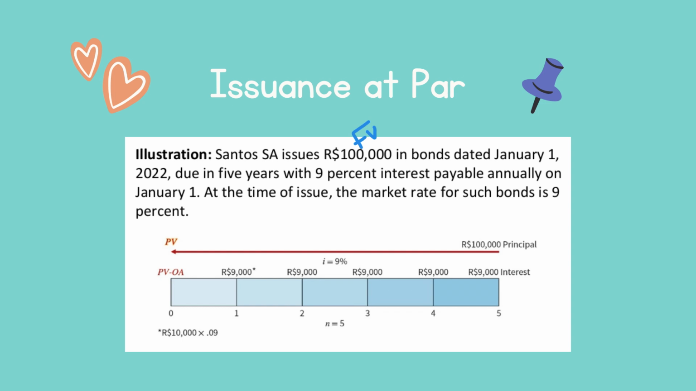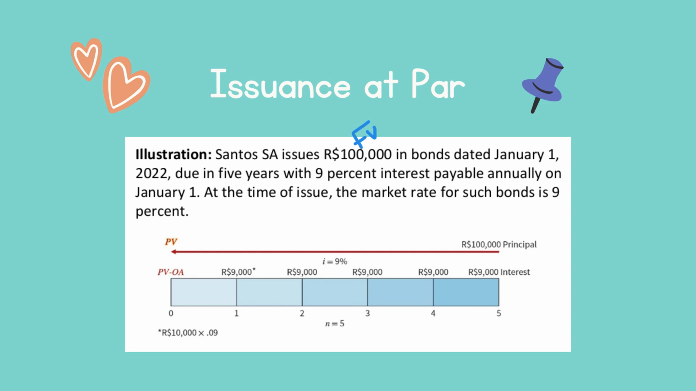Okay, dated January 1st, 2022. So it's going to start on January 1st, 2022. Due in 5 years, يعني I need to pay them back after 5 years. This is the maturity date, okay? يعني after 5 years from now, okay? Now, he said 9% interest payable annually on January 1st. So this is called the stated rate, and the interest will be payable annually on January 1st.